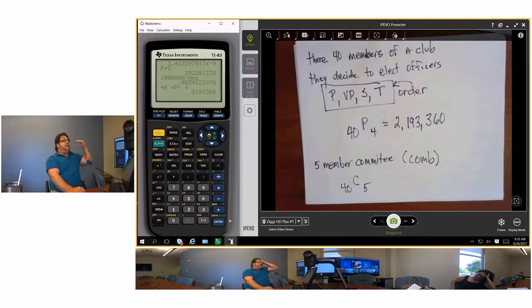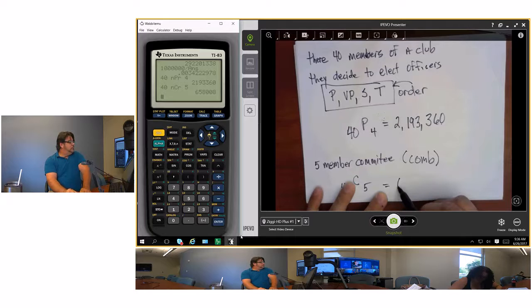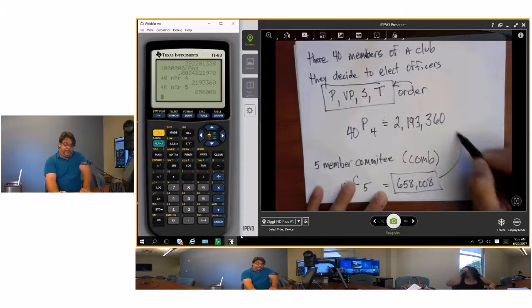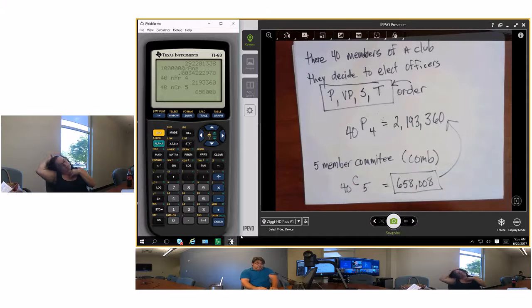But what if you just did a 5-member committee? Well, that would be second combination, second. I'm just trying to find it. Oh well. There we go. Be 40 combination of 5. Why is that less? Why is this less than this? Because it doesn't vary for position. It don't have the positions.